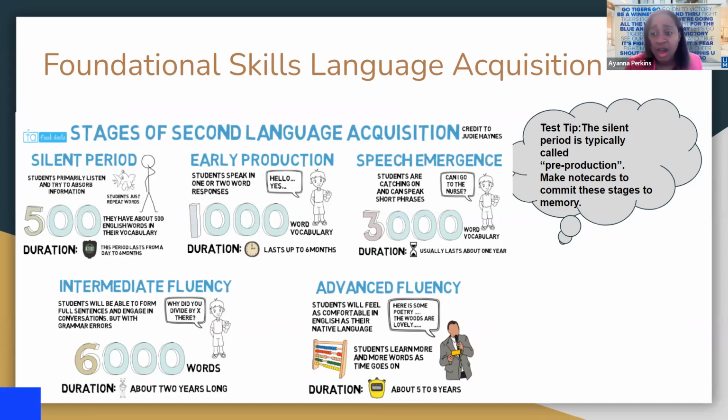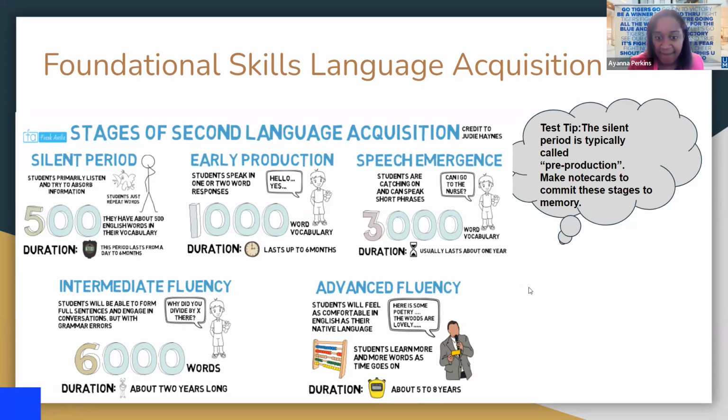So I also want to let you all know that the silent period is typically called pre-production. So just make sure that you are aware of that, but it's called some other things as well. So you just need to have a general understanding. And I want to give you an example of that.